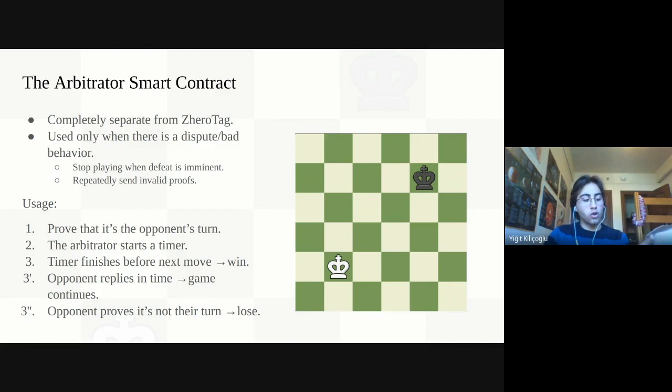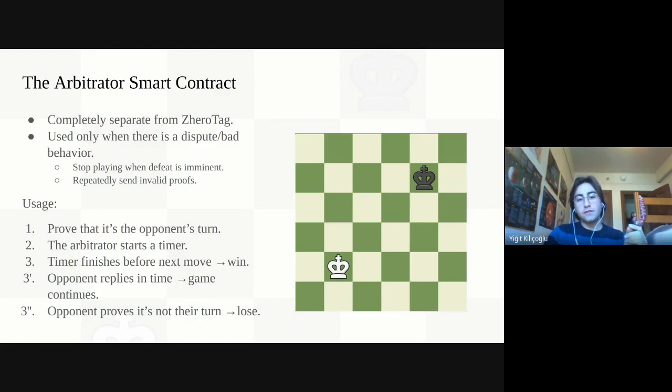And function 2 is called by the forcee as a reply to this force move. And function number 3 is, again, for the forcee, but the forcee calls function 3 only when it thinks that it has proof that the first player didn't have the right to force the forcee to call function 2. This might have been a bit of a complicated process, but for ZheroTag, it's very straightforward.